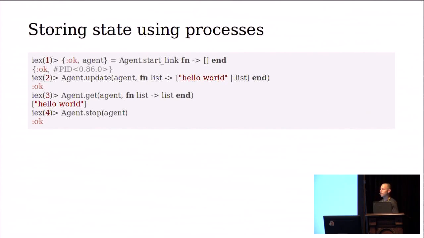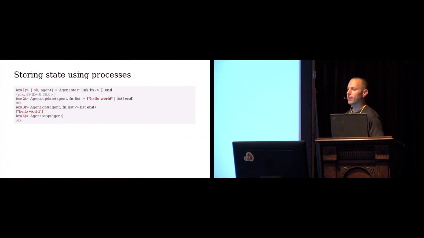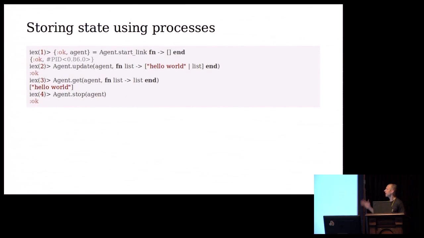When we want to update the state, we'll use the update function. We need to supply the process ID of the process we are updating, and then the function to update the state. In this case, we are appending hello world to our list. When we want to get the state, we can use the get function, and once again, supply the process ID and the function to get the state. In this case, we are just returning the list. Then once we are done, we can stop the process.